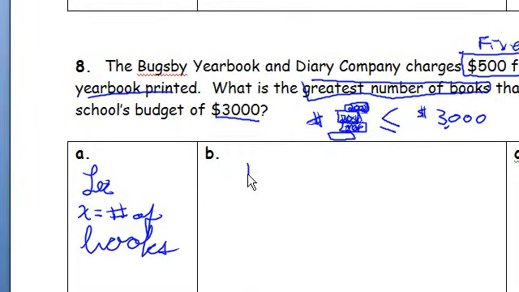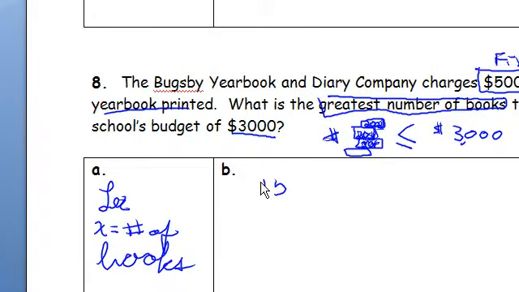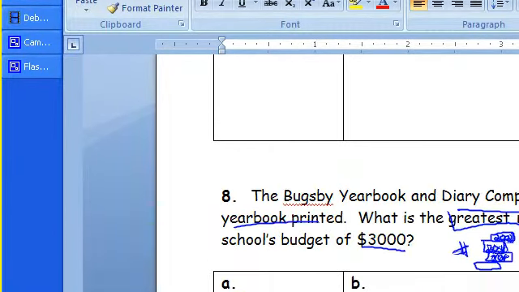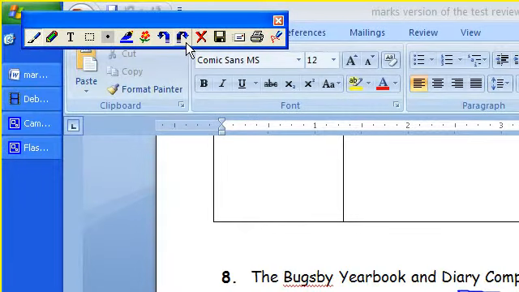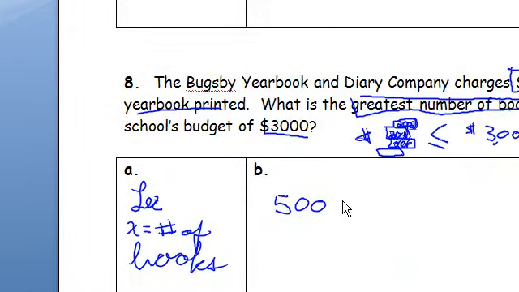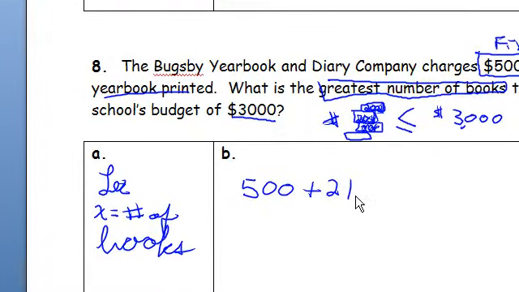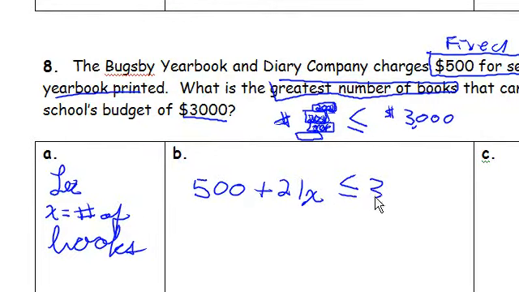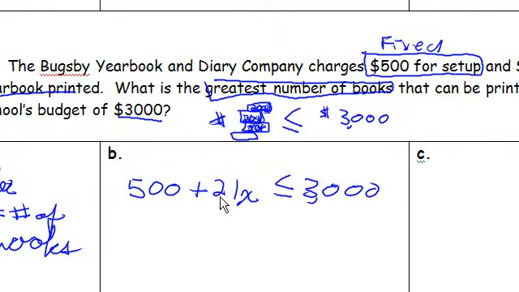Let's set up our equation. It costs $500 to set up the books. Then it costs $21 for every book printed, and we know that that needs to be less than or equal to $3,000.